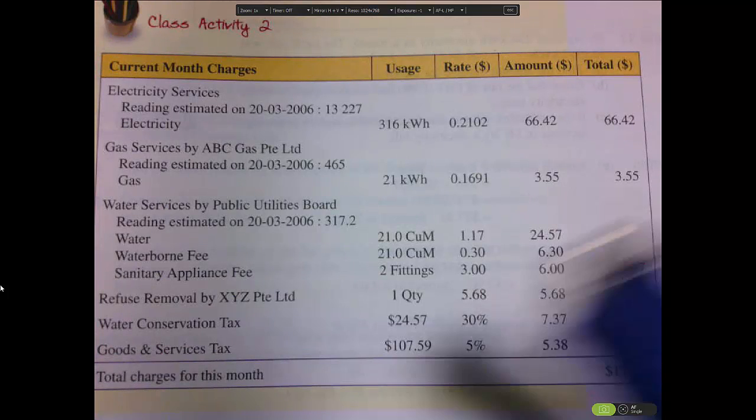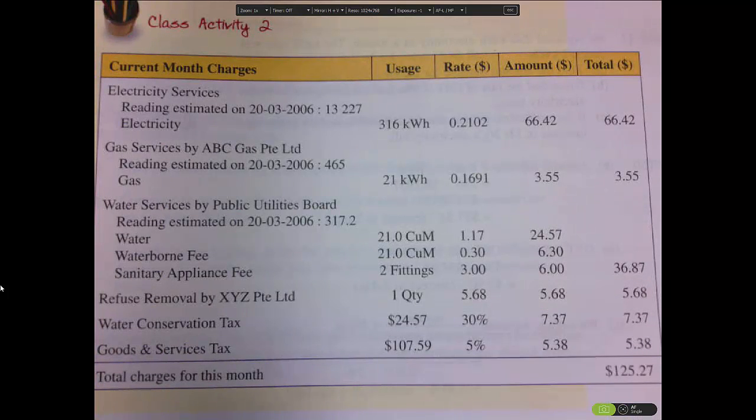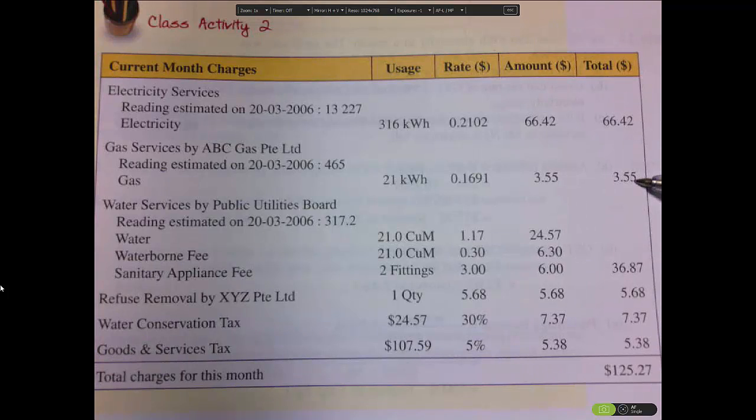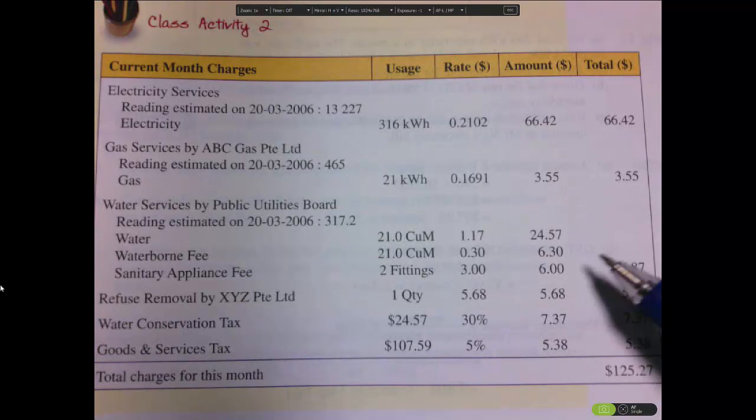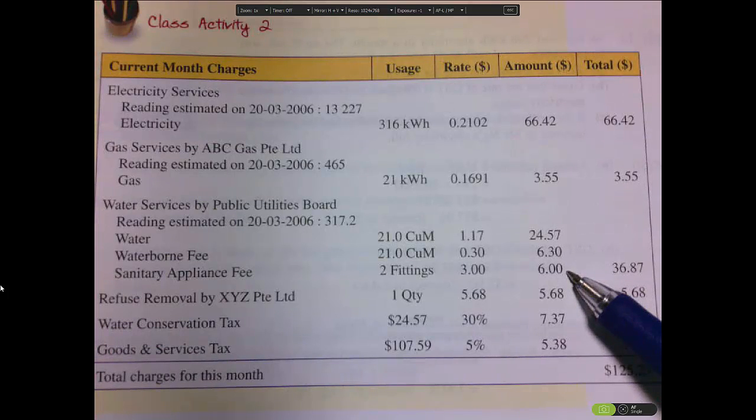And finally, the GST. To get 107.59, look at my pen, you have to add this 66.42, this 3.55, this $24.57, this 5.68, and this $7.37. It adds up to 107.59. You're not charged GST on the waterborne fee and the sanitary appliance fee.